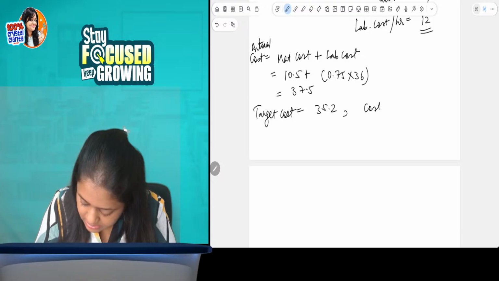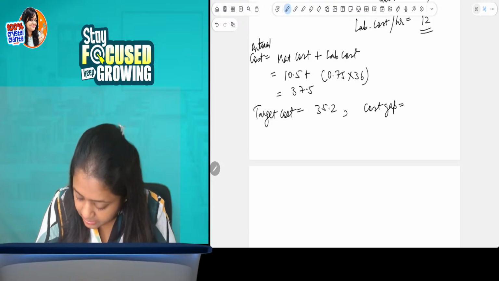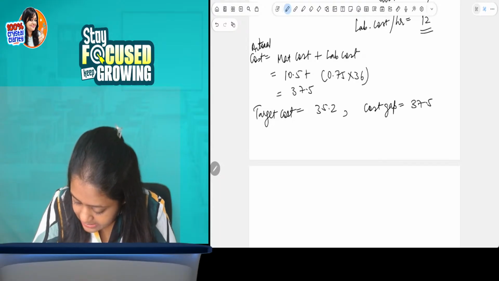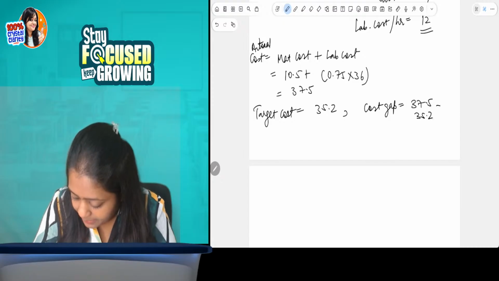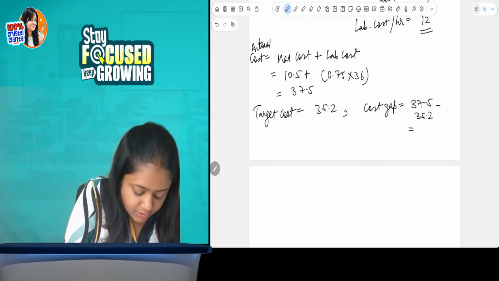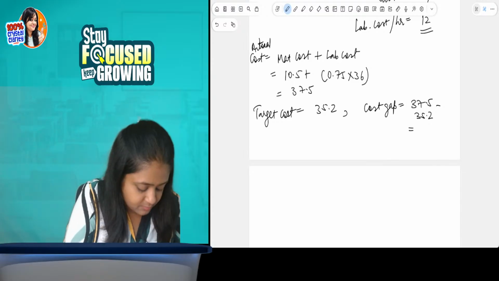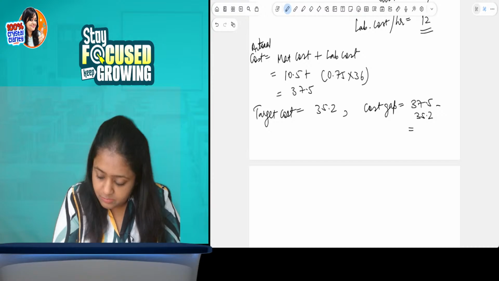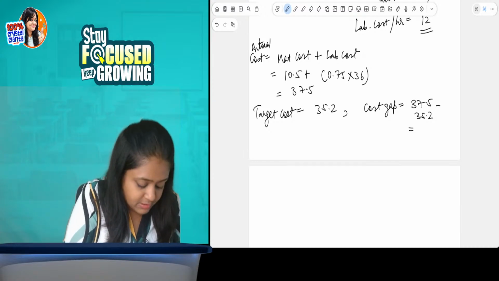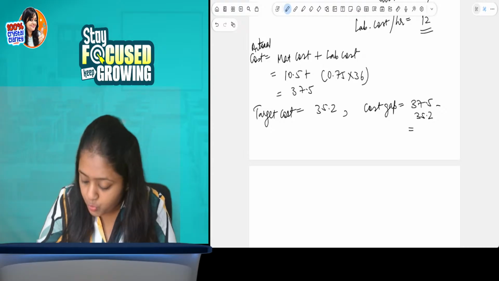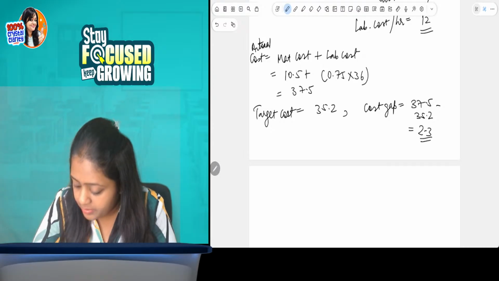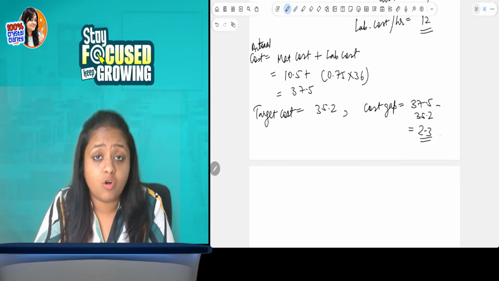So what is the cost gap? Take the difference between the two. 37.5 less 35.2, which will be equal to, just a minute, 37.5 less 35.2, which is equal to 2.3. Right? 2.3 is the cost gap.